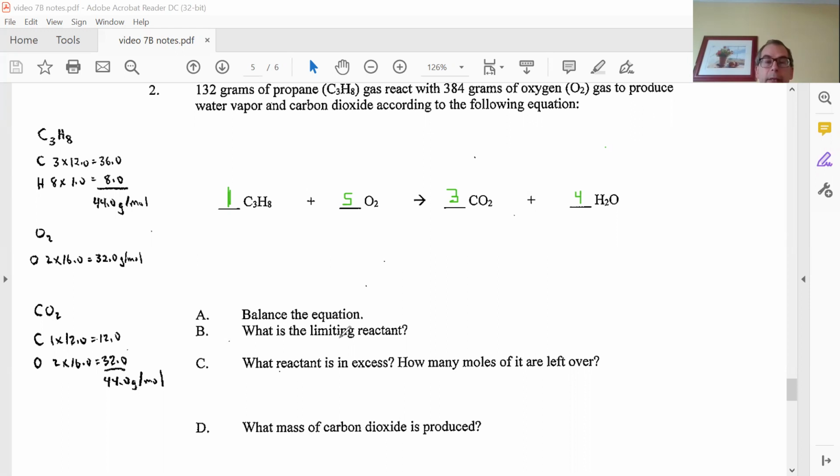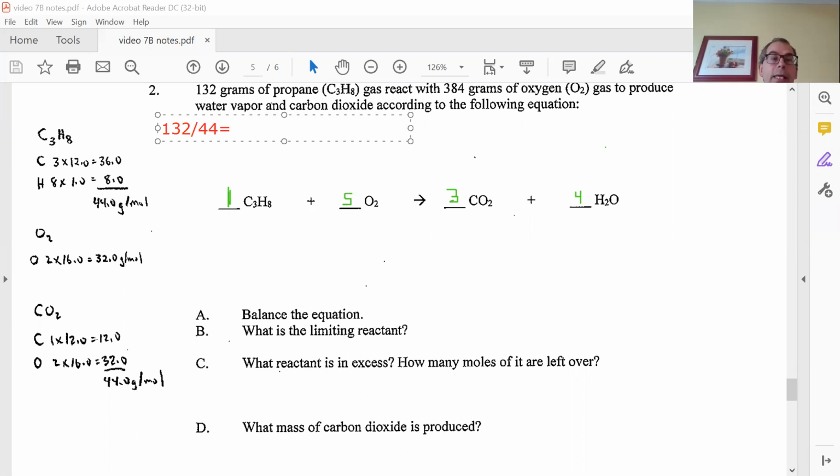What's the limiting reactant? The limiting reactant, we have to compare moles of these things here. So we know grams of propane and grams of oxygen. We got to convert that to moles. So that's what we're going to do. I'm going to take my mass of propane, which is 132, over the molar mass of propane, which is 44.